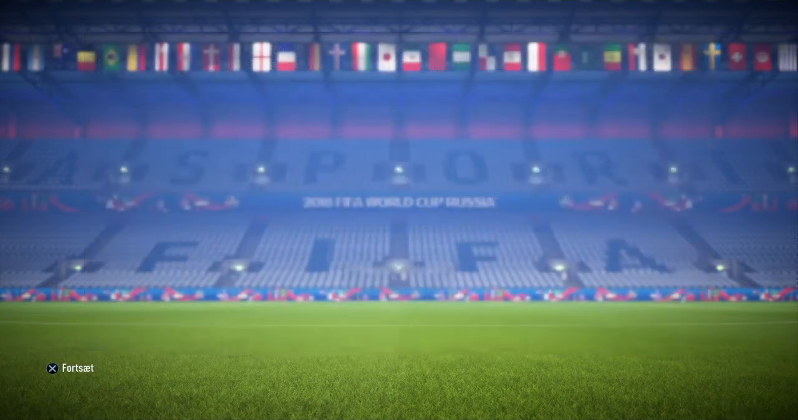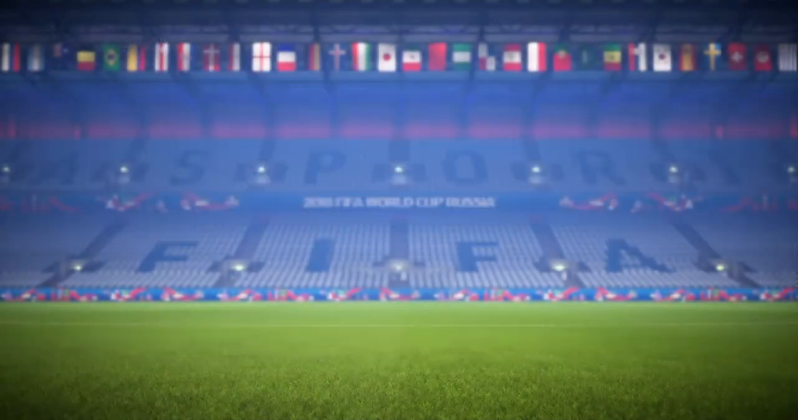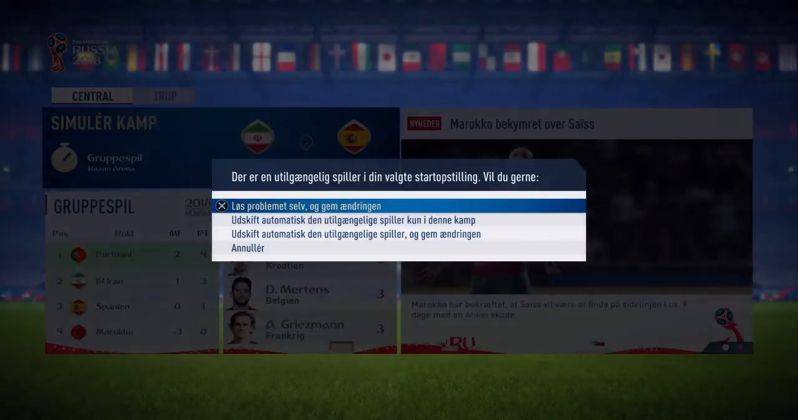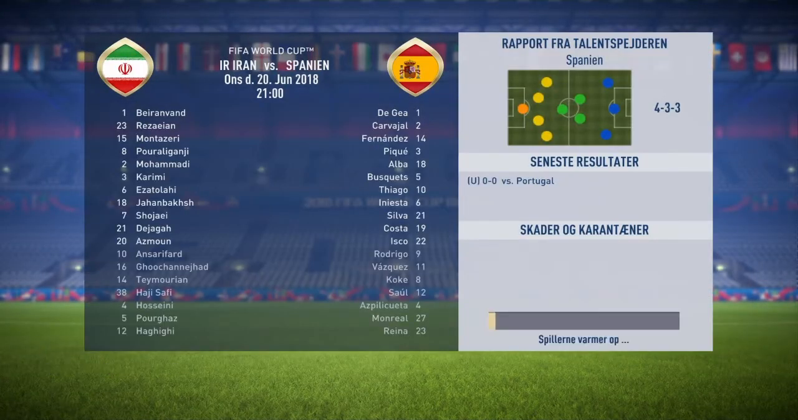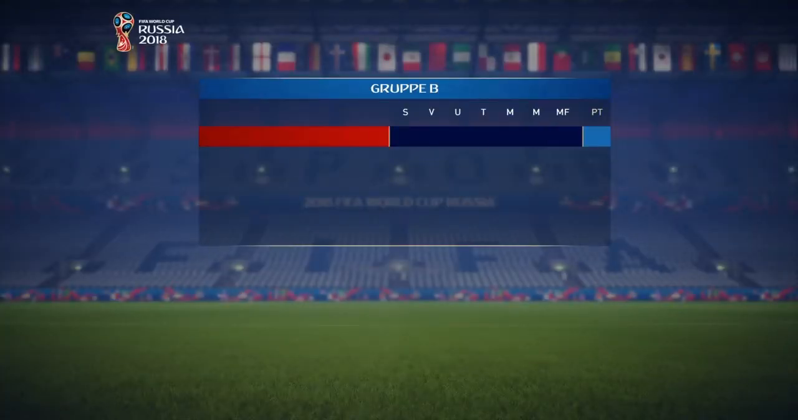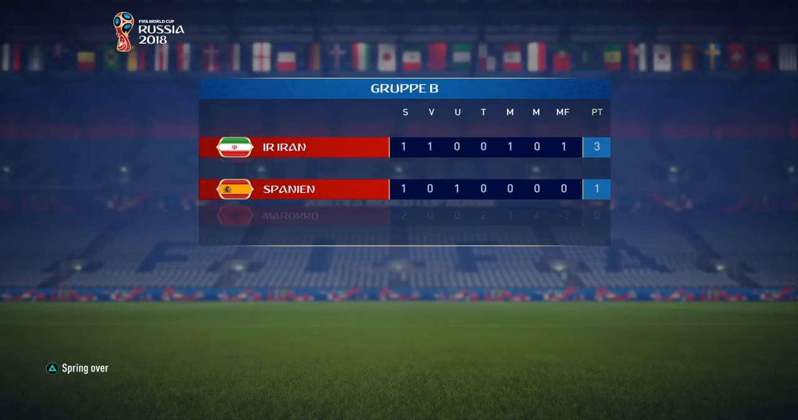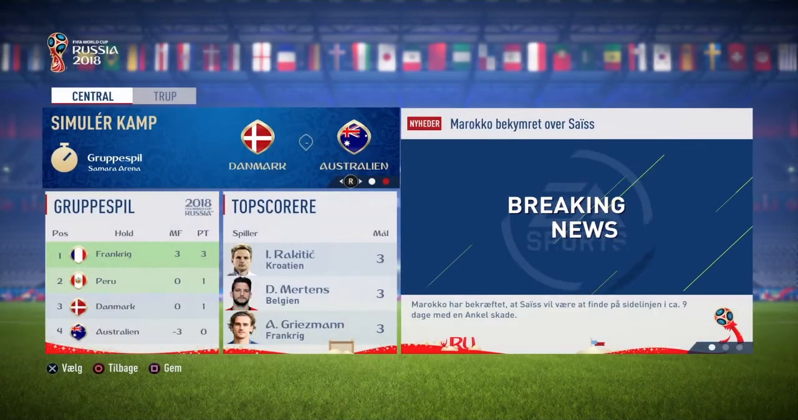Uruguay versus Saudi Arabia, 2-1 victory to Uruguay. I'll put up my early Premier League predictions for the next season, now that we know which teams went up. That was, of course, Ramos who got injured, and Iran win 2-1 over Spain. This is an interesting development. Right now, Spain is on the way out of the tournament.